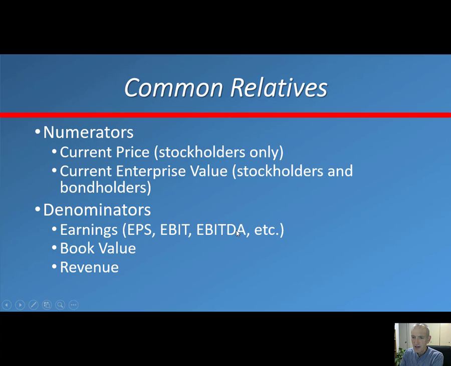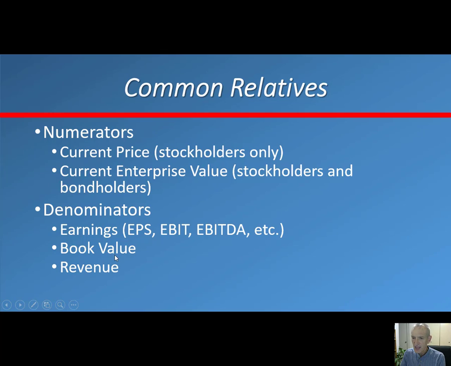EBIT and EBITDA, you notice that it's before interest expense. Anything that's before interest expense, you use enterprise value because it belongs both to stockholders and bondholders. Students miss this so rarely on the final exam. I don't know why, because to me it's real straightforward. If something's before interest expense, make sure you use enterprise value. If it's after interest expense, make sure you use current price. To me, it's really, really straightforward.